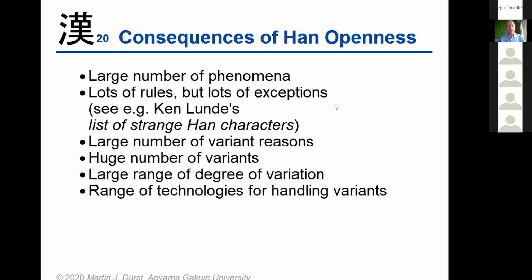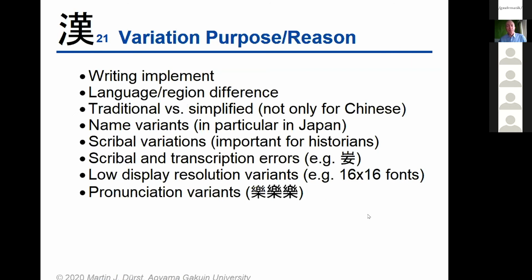If you're interested, you should definitely look at Ken Lunde's list of strange Han characters, where he just collects things that don't really match the standard pattern. And you have a large number of reasons for variation. You have a huge number of variants. You have a large degree of variation, and you end up with various technologies for handling variants.